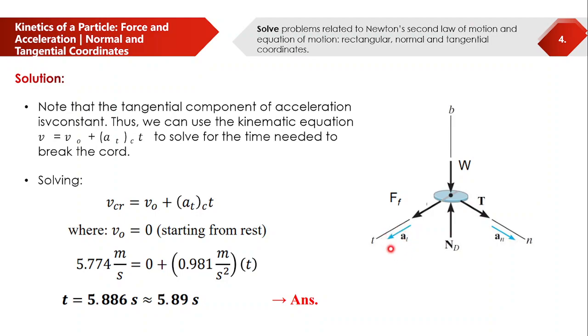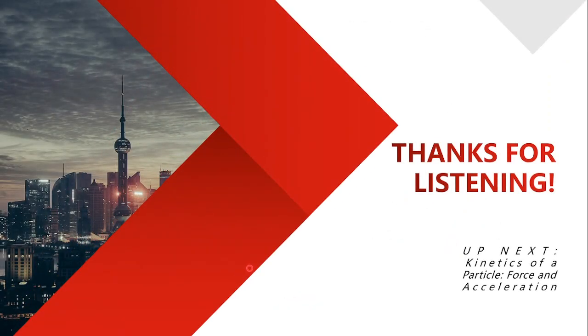No? Now, since we already have the acceleration and velocity from the normal component na na-solve natin, then we can use the kinematic equation, then substitute the values that we have already solved from each component, then you can solve for the time needed to break the cord. So I think that's how you solve for problems involving normal and tangential coordinates. I think that's all for this one.